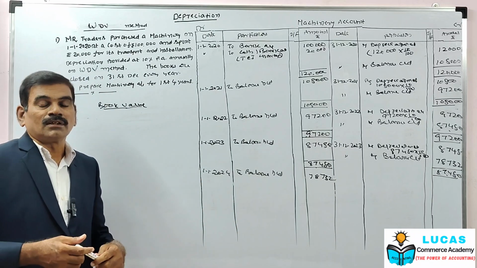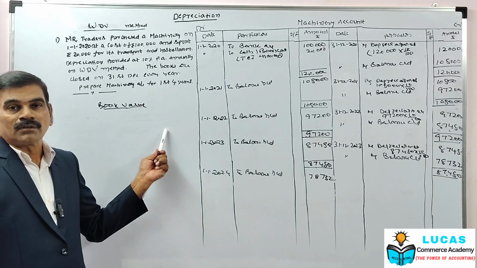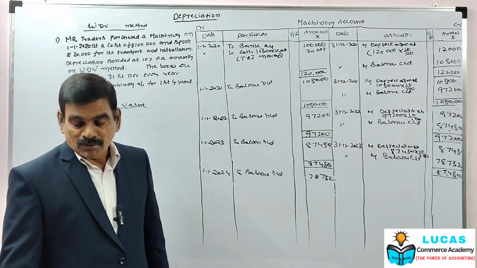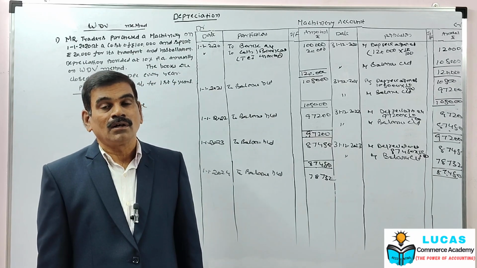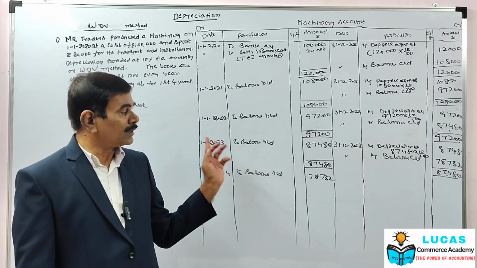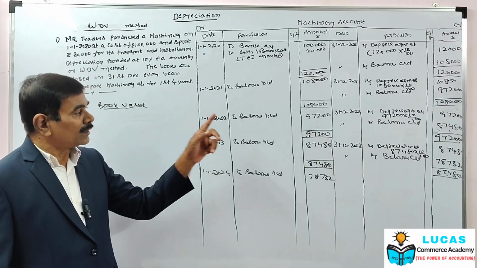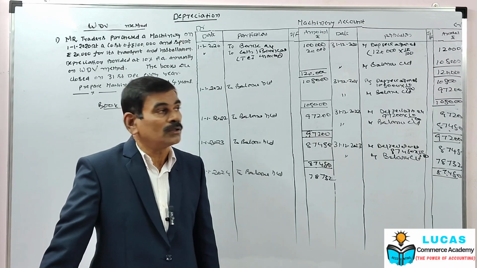Okay, so this is the procedure for doing the problem under the diminishing balance method. Diminishing balance means the value which appears at the beginning of every year. On this figure we are going to provide depreciation. This is the specialty of this method. So under this method the amount of depreciation is decreasing from year to year.